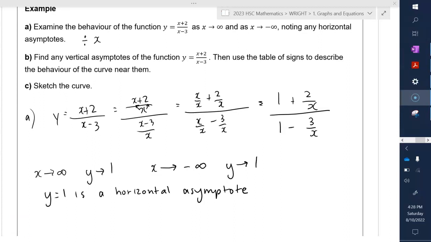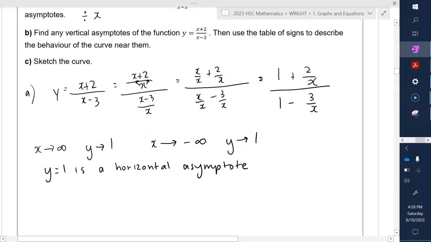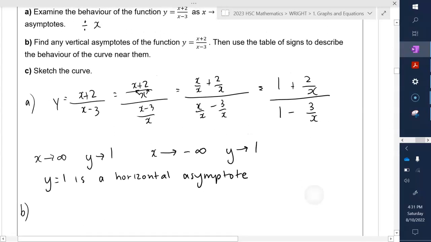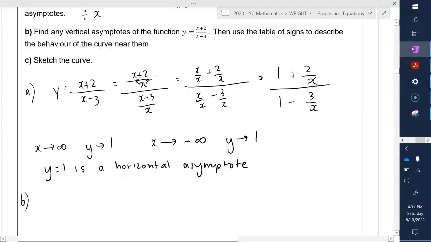Okay, that's part A. Part B says find any vertical asymptotes of the function, and then we're going to use the table of signs to describe the behavior near that. Okay, so what we want to do now is just look at the vertical asymptotes. Those were the ones that we were doing last year. We're going to have a look at the bottom line. We know x minus 3 cannot equal 0. So x cannot equal 3.